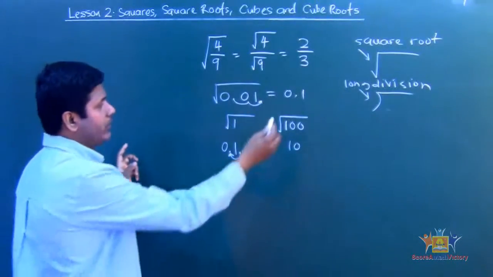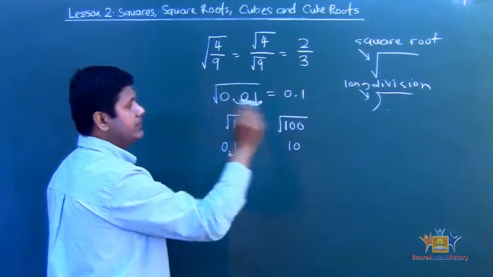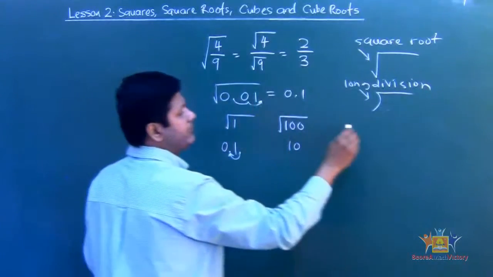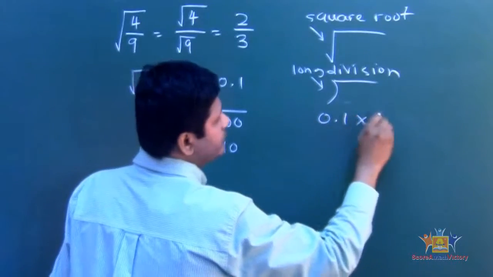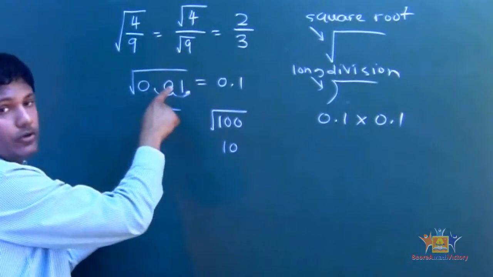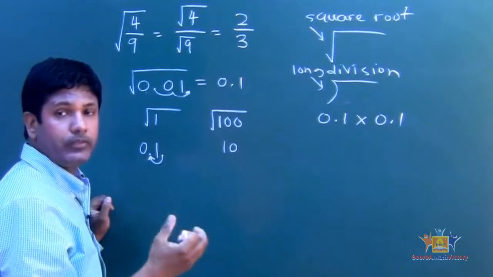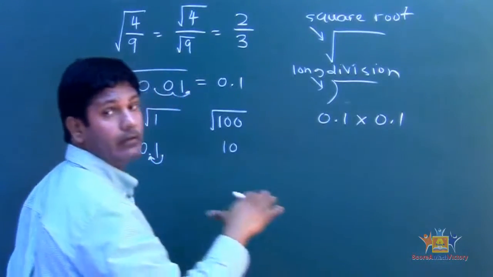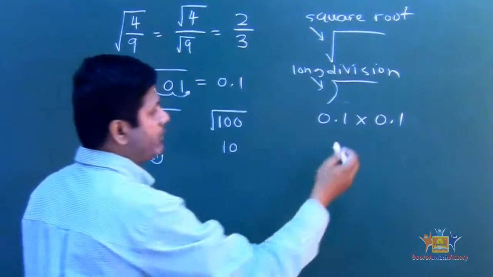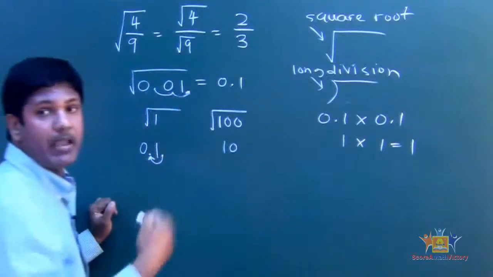Okay, let's prove it. We know that 0.1 times 0.1 should give me this, am I right? Let's multiply that. 0.1 times 0.1 should be equal to 0.01. When we multiply two decimals, what do we do? We forget about the decimal right now and remember later. Forget now, remember later. So 1 times 1 gives me 1. But we're going to remember back.